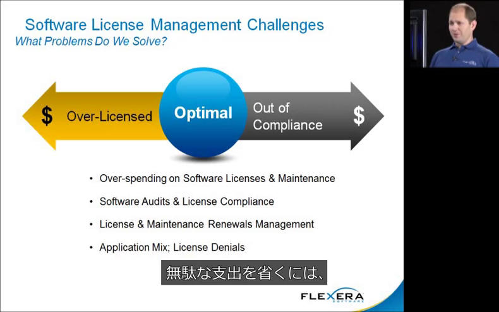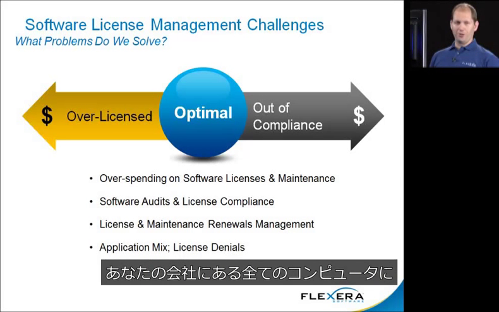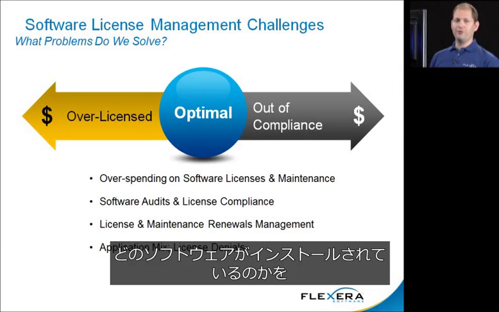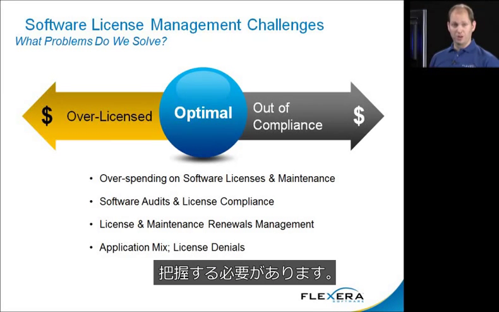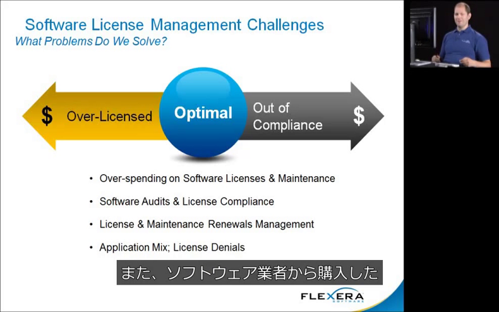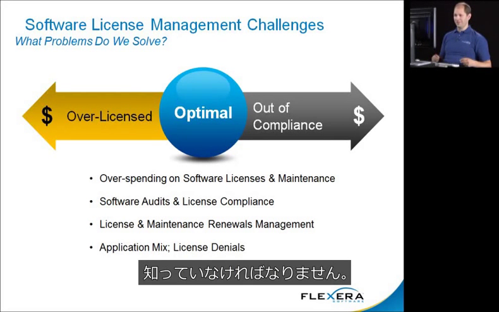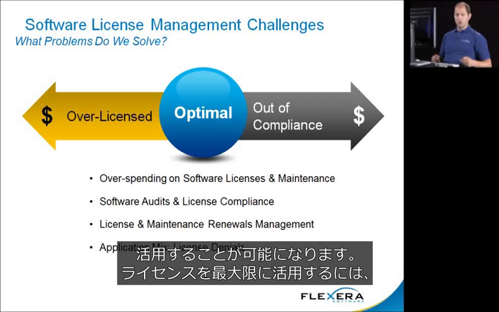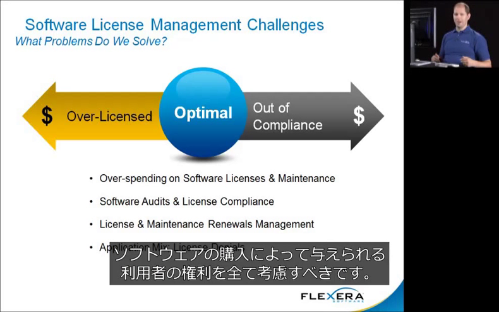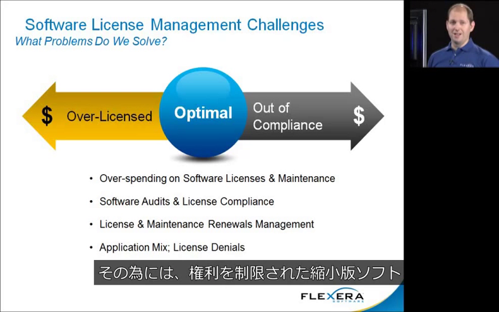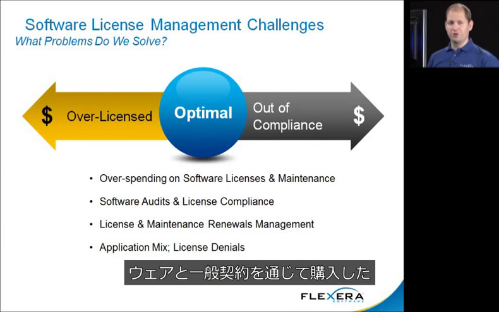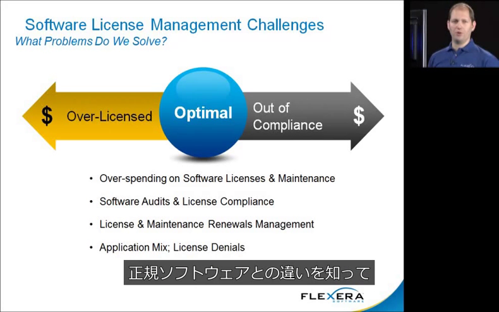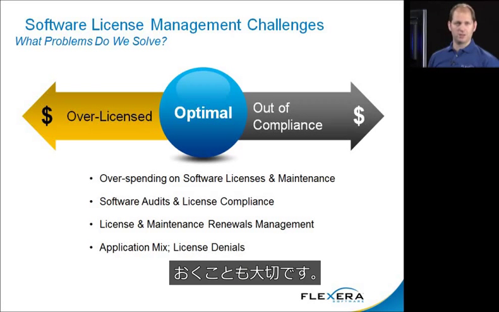So to avoid this overspending issue, we need to ensure that we can accurately track the software that's installed on all of the computers in the enterprise's environment, and also understand the rights of entitlement that the organization has purchased from the software vendors. This balancing is what we call software reconciliation. A good software reconciliation will take into account all of the rights of use that you can buy when you buy software. So we need to understand the difference between a shrink-wrapped copy of software and one that might be bought under a general agreement with extra rights of use.